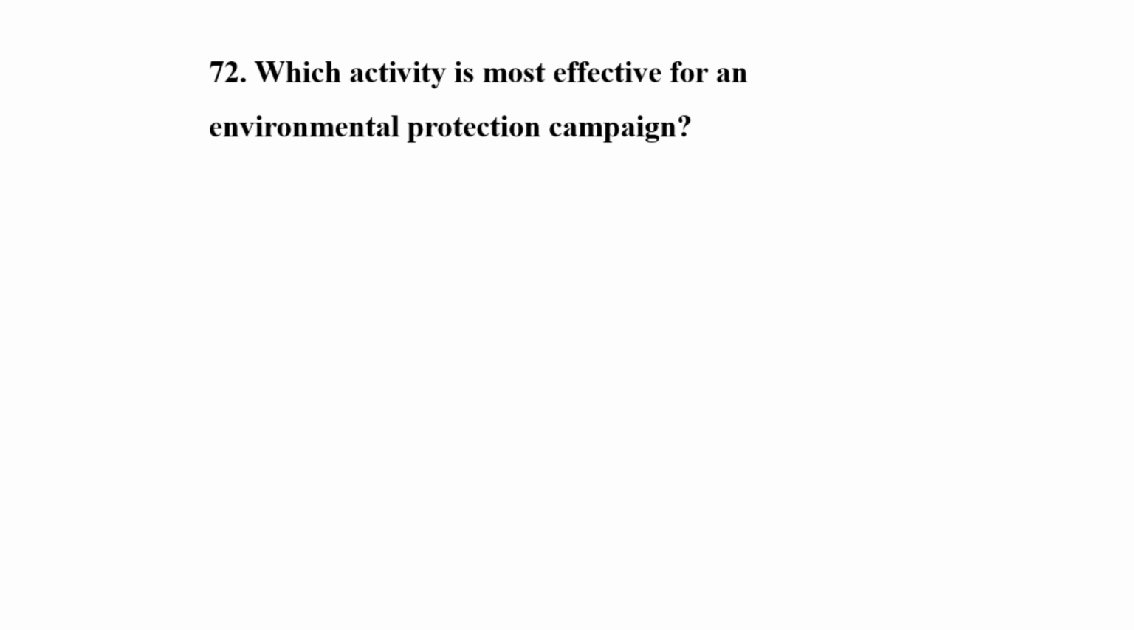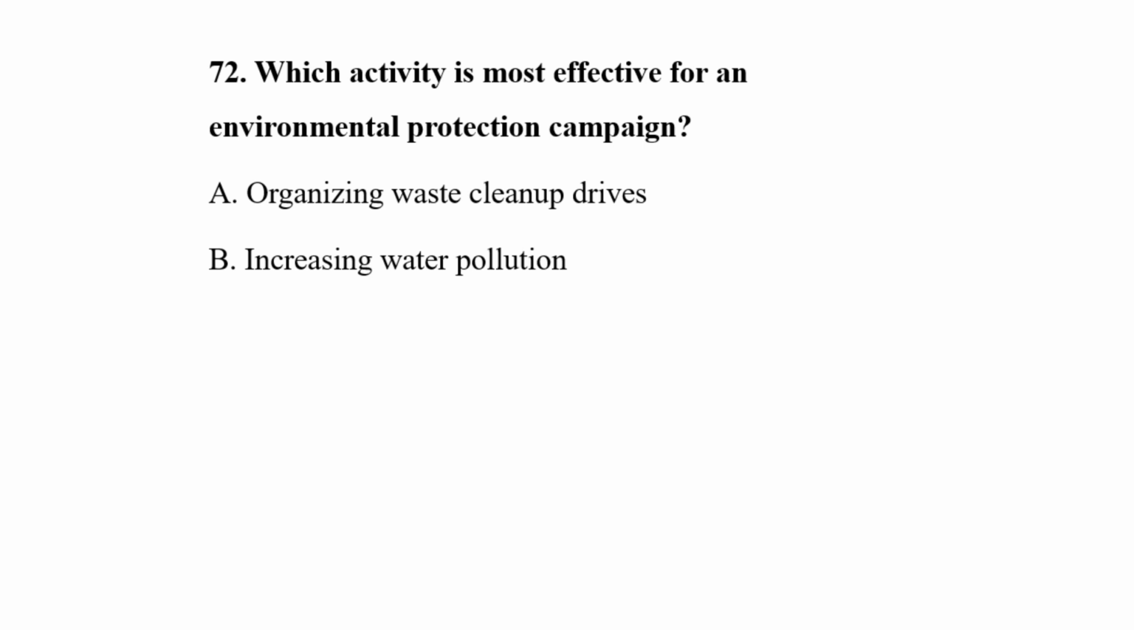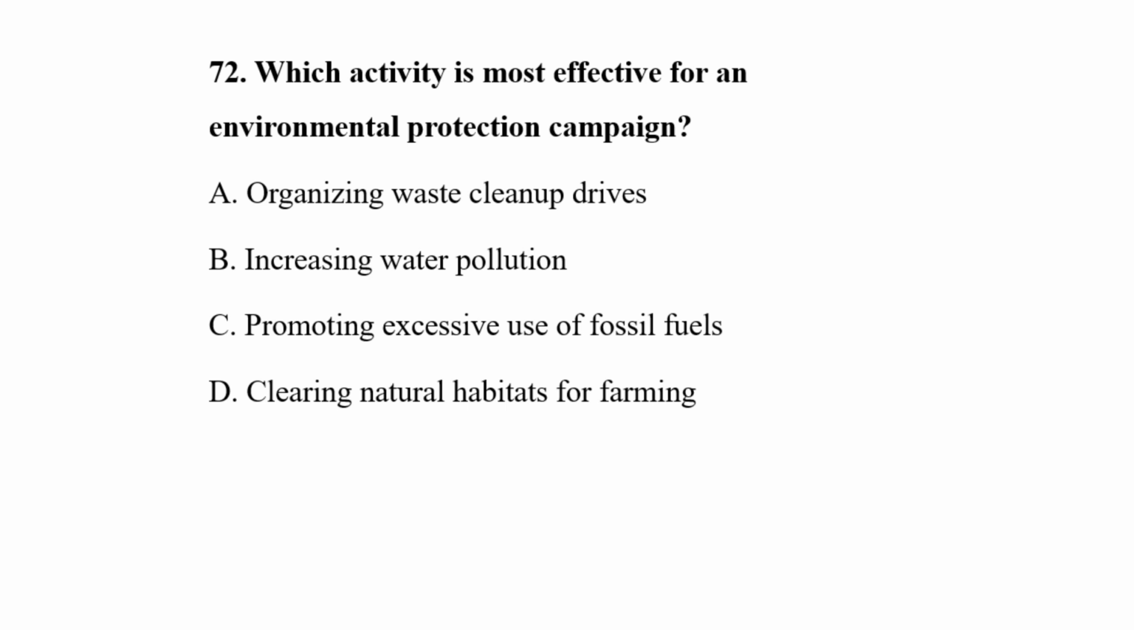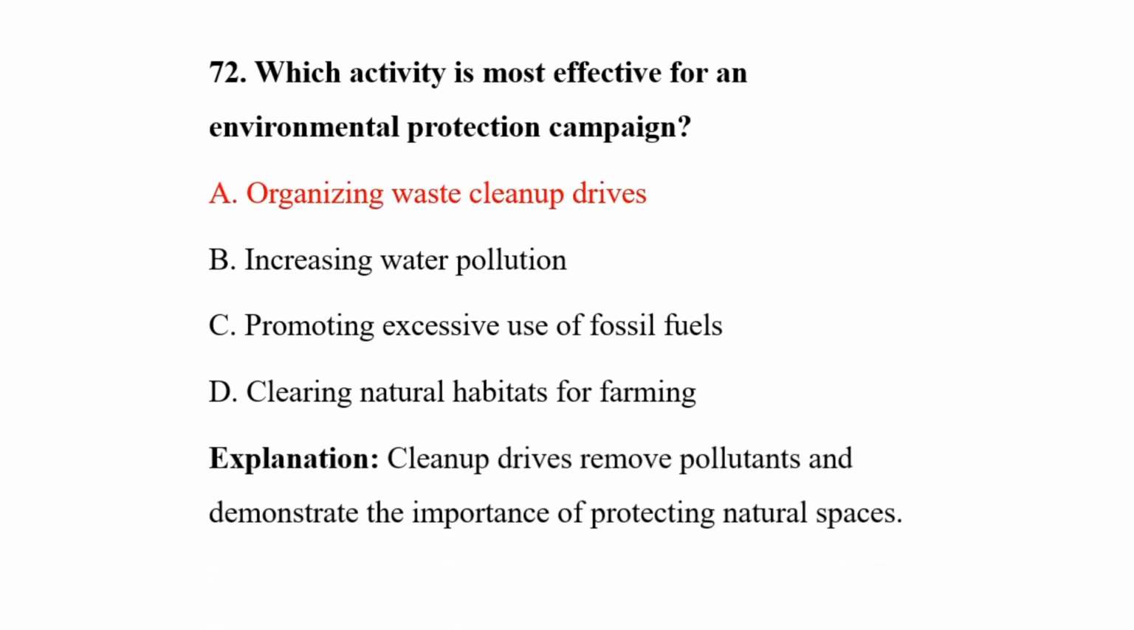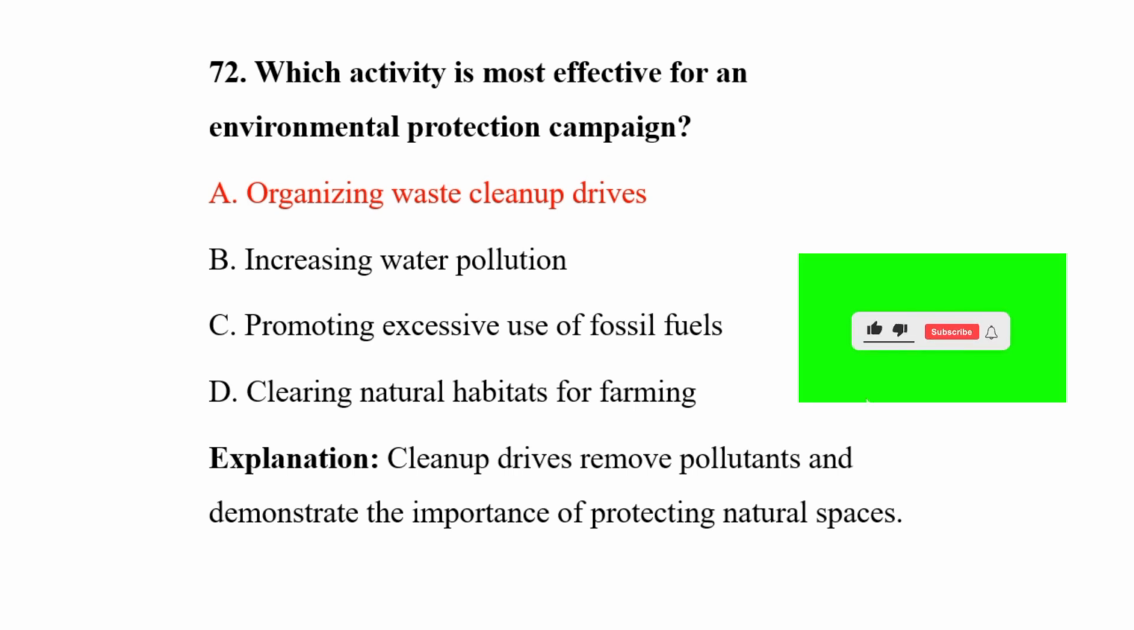Question number 72. Which activity is most effective for an environmental protection campaign? A, organizing waste cleanup drives. B, increasing water pollution. C, promoting excessive use of fossil fuels. D, clearing natural habitats for farming. The answer is organizing waste cleanup drives. Cleanup drives remove pollutants and demonstrate the importance of protecting natural spaces.